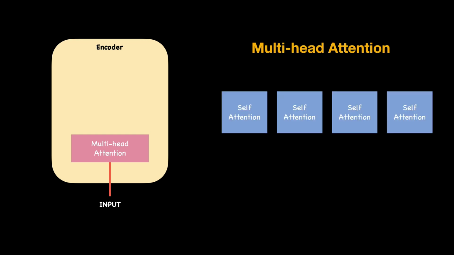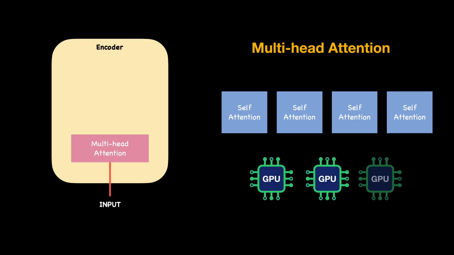This parallelization allows us to use multiple GPUs to process words simultaneously. So whether the sentence has 10 words or 1000 words, it will take the same amount of time to process it, because all of these words are processed parallelly at the same time. And thus training becomes extremely fast, allowing us to train large language models.